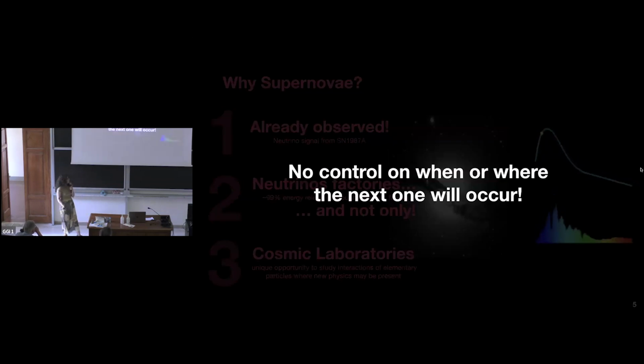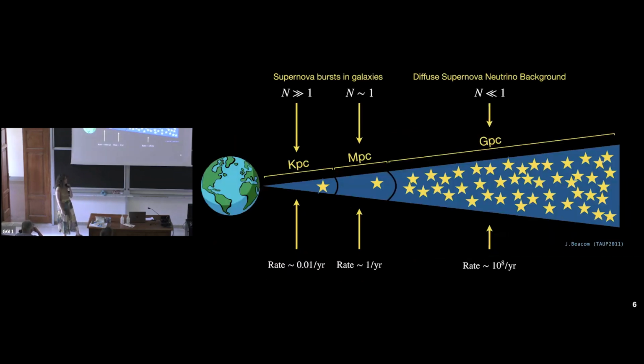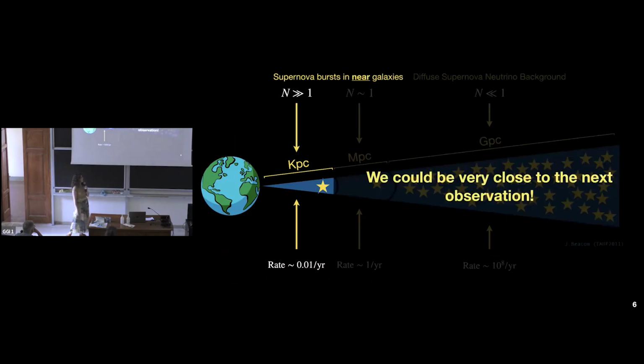The negative aspect of doing physics with supernovae is that we do not have any control over where or when the next one will occur. In this sketch, you can see a schematic view which represents the distribution of the core collapse supernovae in our universe as a function of the distance to the Earth. And basically, with the technology that we currently have, and that we will have in the near future, we will be able to observe core collapse supernovae nearby, so within our galaxy or in near galaxies, and we could be actually very close to the next observation.